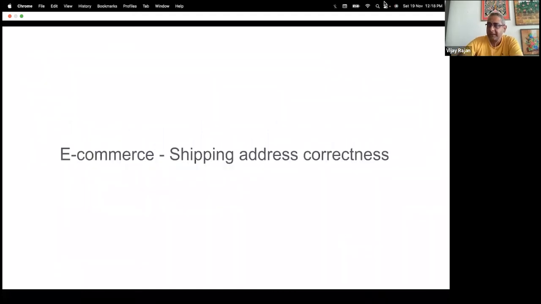A quick check on time. We have only 12 minutes and I have 3 huge use cases. Question to Raksha, this could well go over the stipulated 1 hour. All right, so I'll try to zip through this shipping address correctness as well.